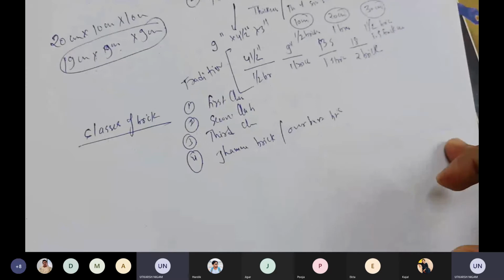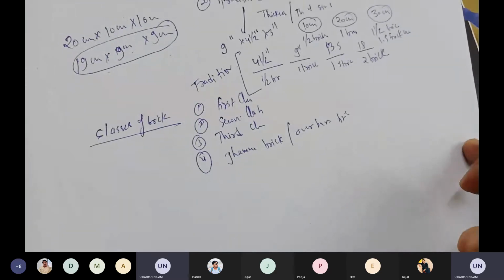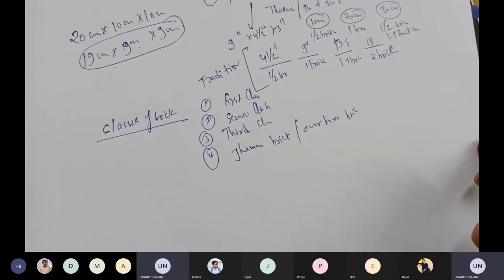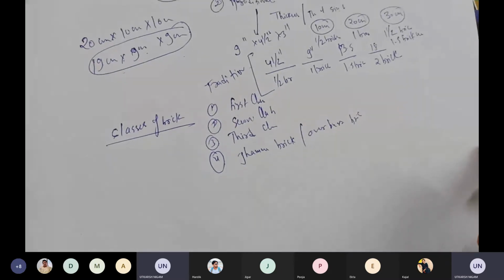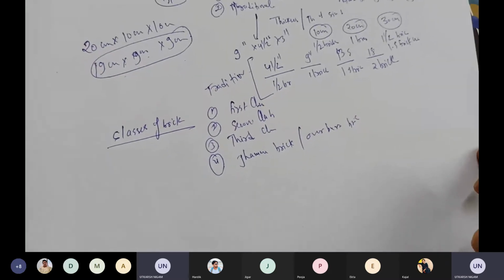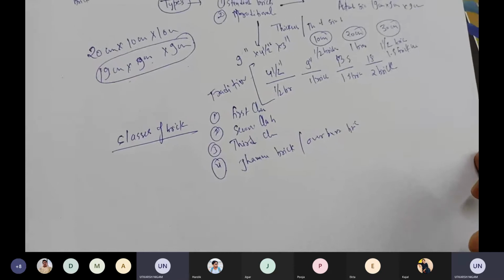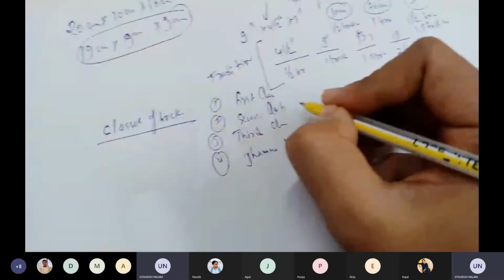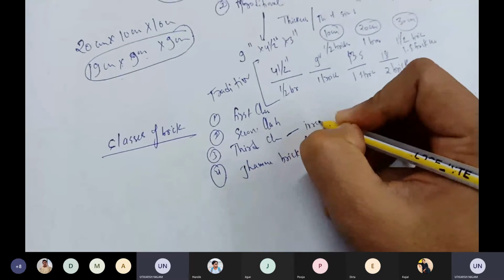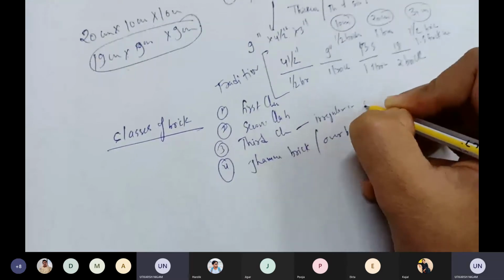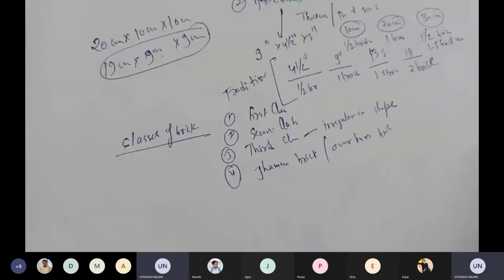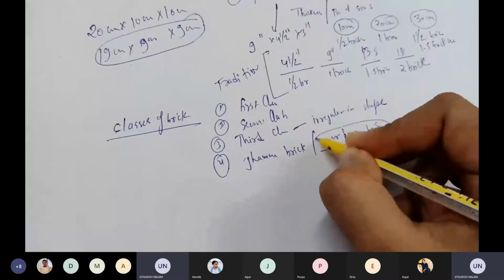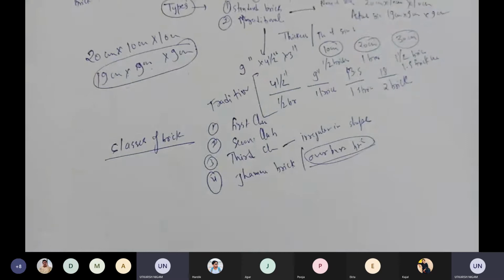First class bricks are of the nominal size, and they may absorb up to 20% of water when immersed. Second class bricks do not absorb more than 1/4. Third class bricks are quite irregular in shape, and they absorb more than 25% of water. And jhama bricks are overburnt or underburnt. Such a classification is also there.